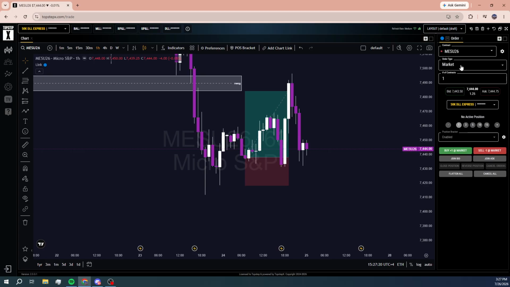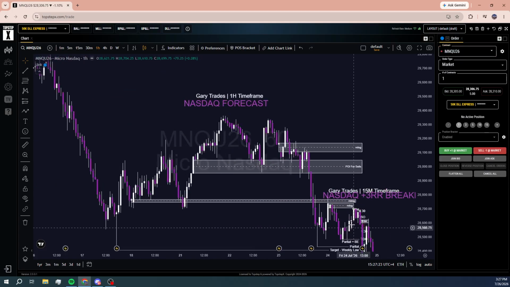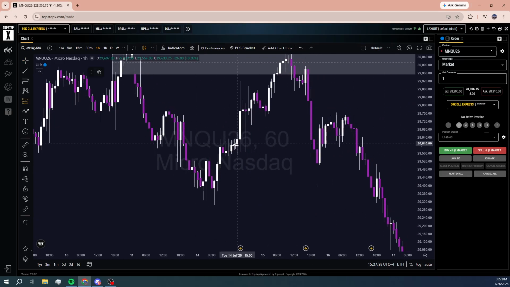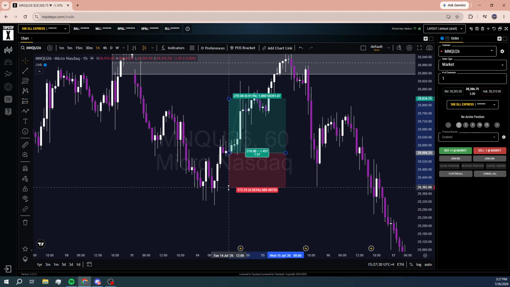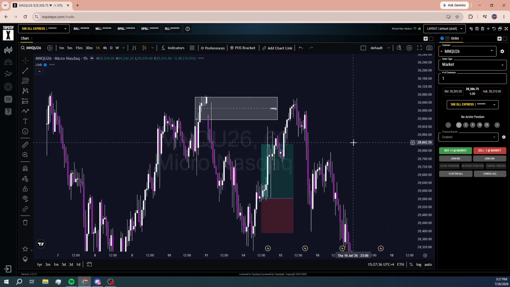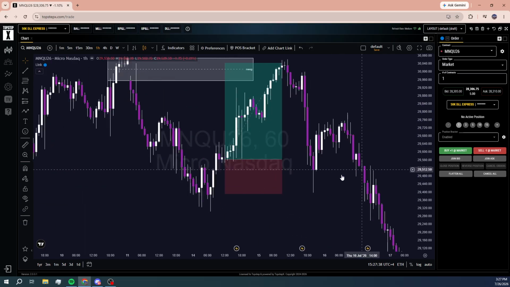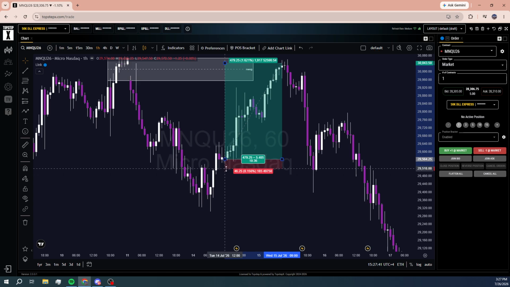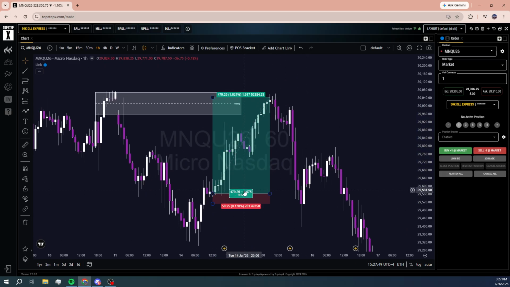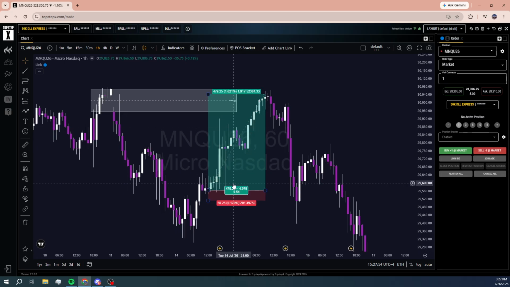Now let's say this was NASDAQ. Let's go on the NASDAQ chart and take an example of the buys. Let's say I wanted to buy here on this fair value gap, and I wanted to target this. Let's say we entered the trade like this. On this trade I want to risk $300 on NASDAQ. My question to you is, how many contracts would you enter this trade with?